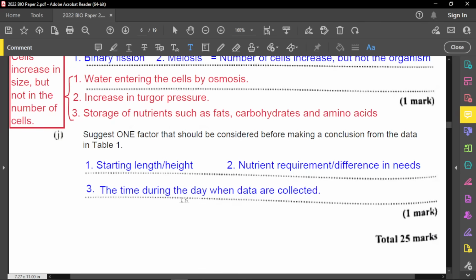And also, we can look at the time during the day when the data were collected. Was it after feeding, after watering? Because of course, when you water plants, they are more turgid and more upright, versus on hot days when they don't get water, they're going to be more flaccid and wilt, and so they're going to look much shorter as well, right? So there are a number of things that you have to consider, the environmental factors and all those things. All right, so that's our first question, 25 marks.